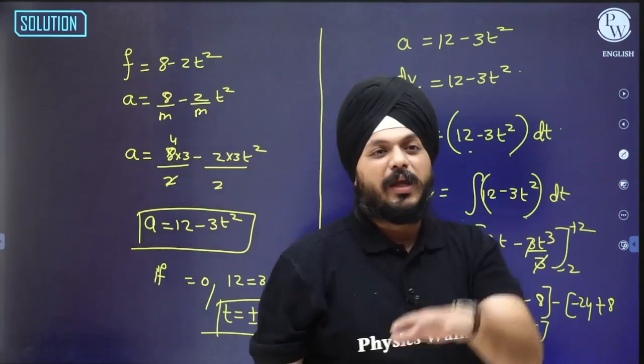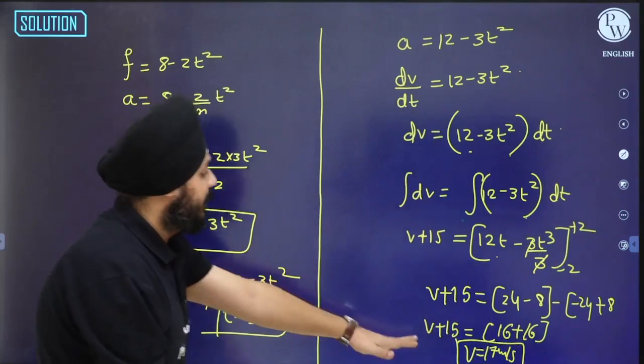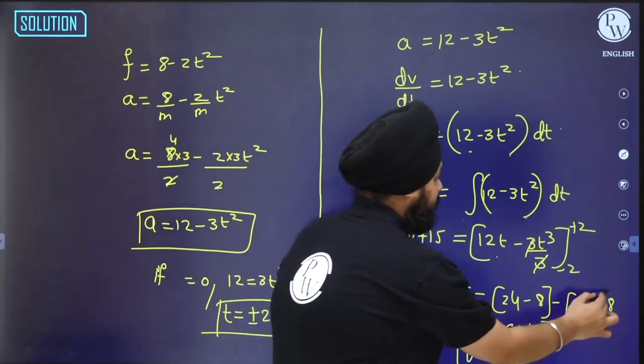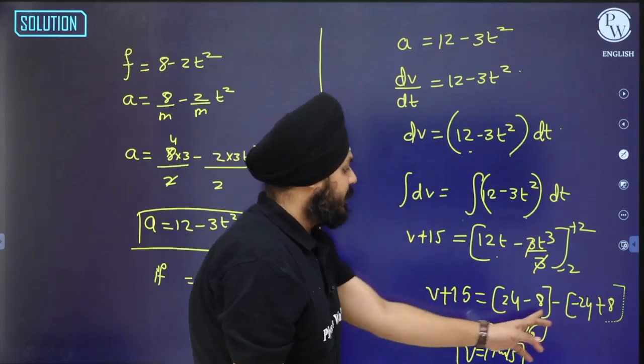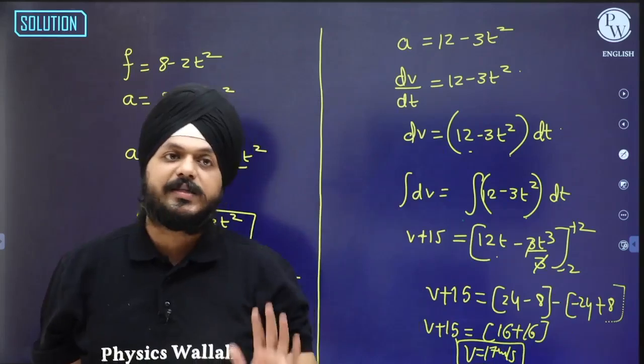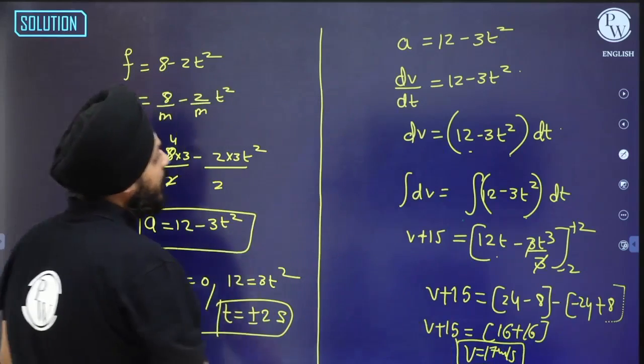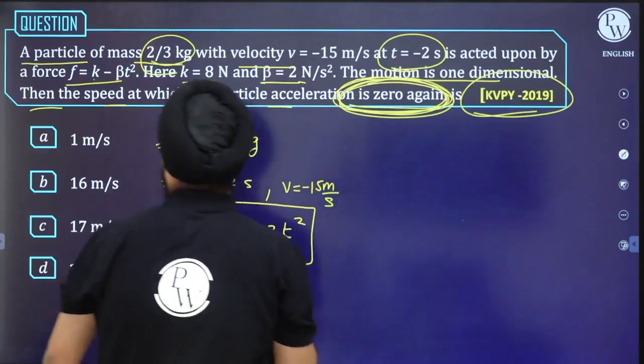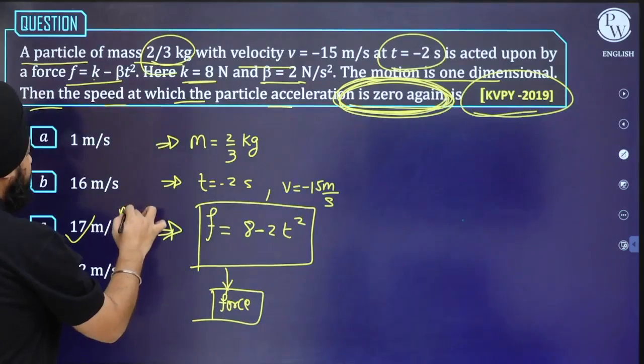That was a small error, we resolved it. It will be 16 plus 16, 32, 32 minus 15. That will be 17 meter per second. Yes, it's perfect. So it's 17 meter per second. Third will be the perfect answer.